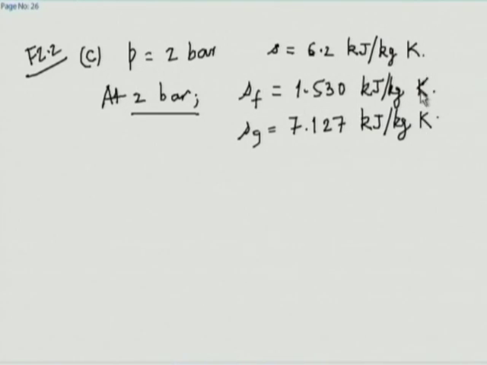But anyway, after noticing this, you will notice that SF is less than S is less than SG. Hence, what we have is wet steam. Once you have wet steam, now you can calculate the dryness fraction. X will be S minus SF over SG minus SF. And once you get X, you can determine all other properties, U, V, H, etc.